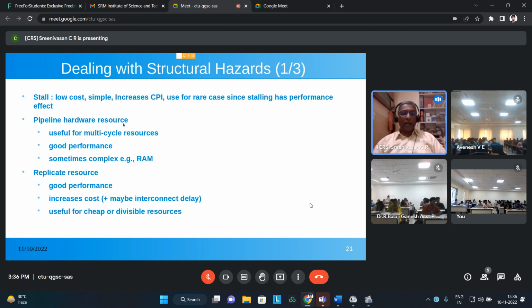A pipelined hardware resource will be useful for multi-cycle resources. It will give you good performance if you design it very well. Sometimes it can become complex because your RAM is limited. The speed of RAM is not equivalent to the speed of your microprocessor. The microprocessor can work much faster, whereas your RAM may not be able to, because there is a read, write, fetch operation that it has to perform. So what is the other solution? Replicate resources. Have multiple RAMs, multiple resources, etc. This will increase the cost and may not be recommended.